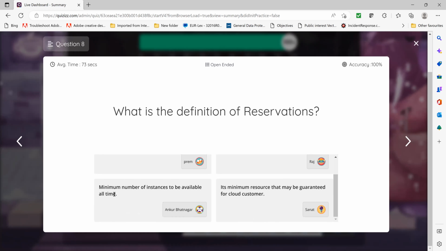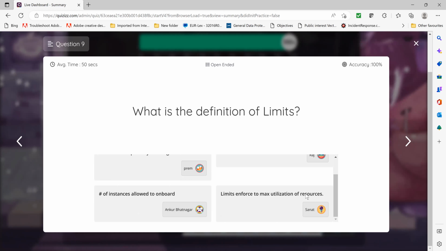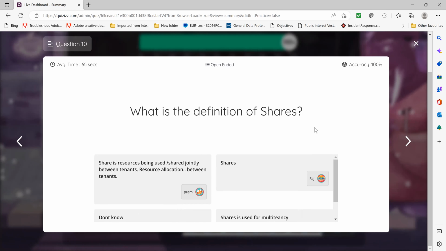Minimum number of instances to be available all the time. Okay, but I don't like to say instances, resources would be better, but it's okay. It's the minimum resources that may be guaranteed. Okay, that's fine. Limits: the quota allocated, limits place a certain threshold cap on usage of that resource. Yes, that's right. It will be the maximum resources which can be utilized. And yesterday we explained why this is a benefit, especially in protecting the cloud service provider against any attacks.